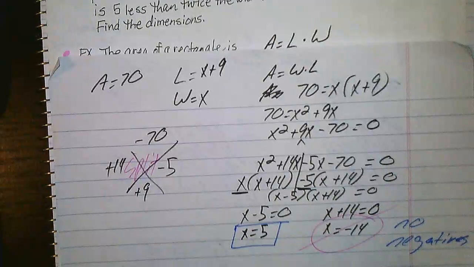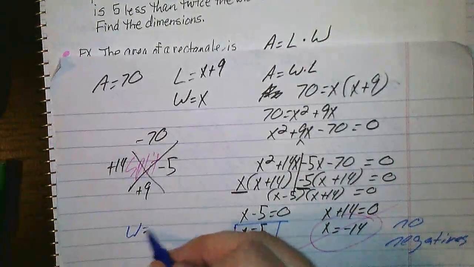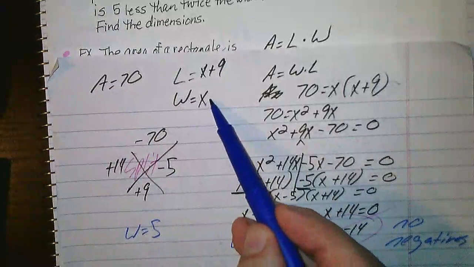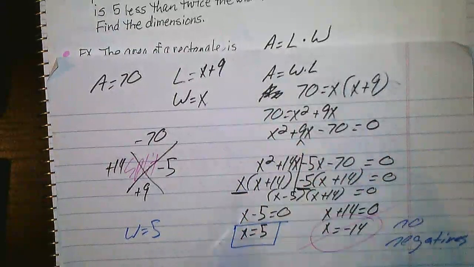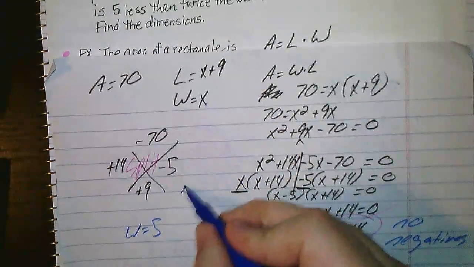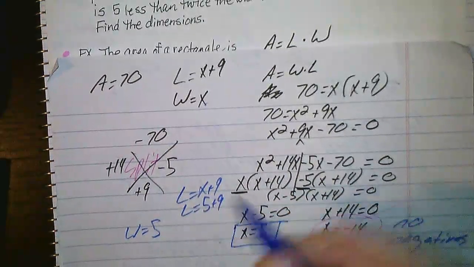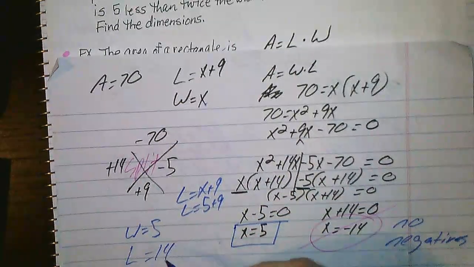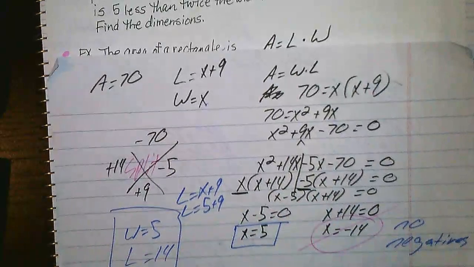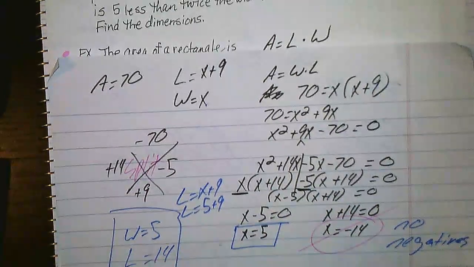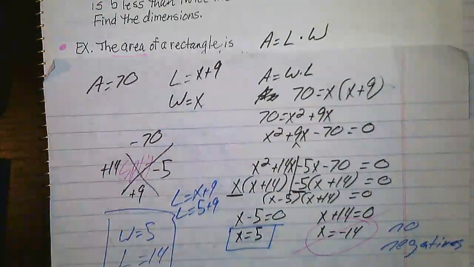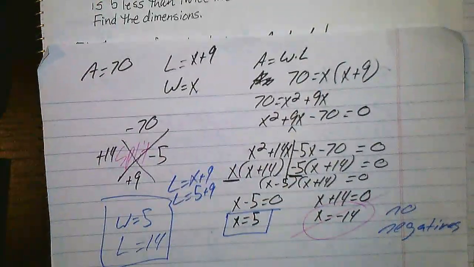So this means that the width is 5, going back up here to where we started. And the length is x plus 9. So we're looking at 5 plus 9 to get 14. It's very easy to check your work on the area problem because 5 times 14 does give us an area of 70.